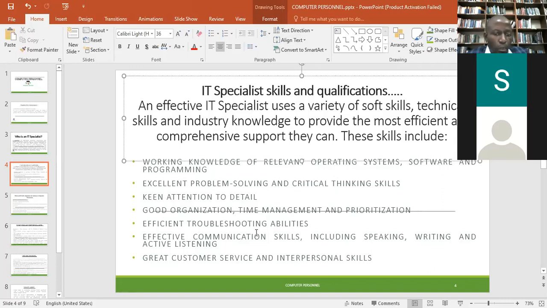They must be very keen on attention to detail. They must be people with good organization, somebody who is able to organize things, to work and to manage time well. You should be that person who is able to prioritize your work.